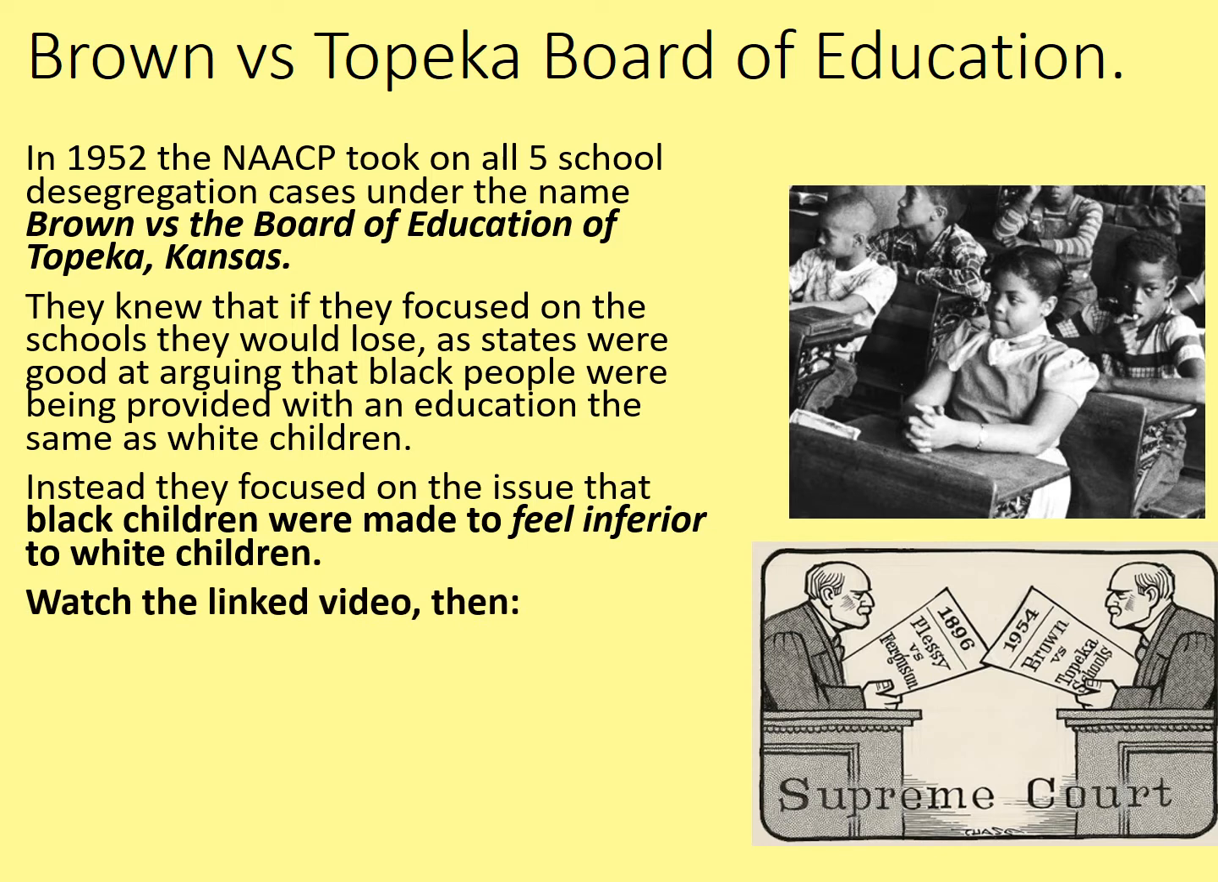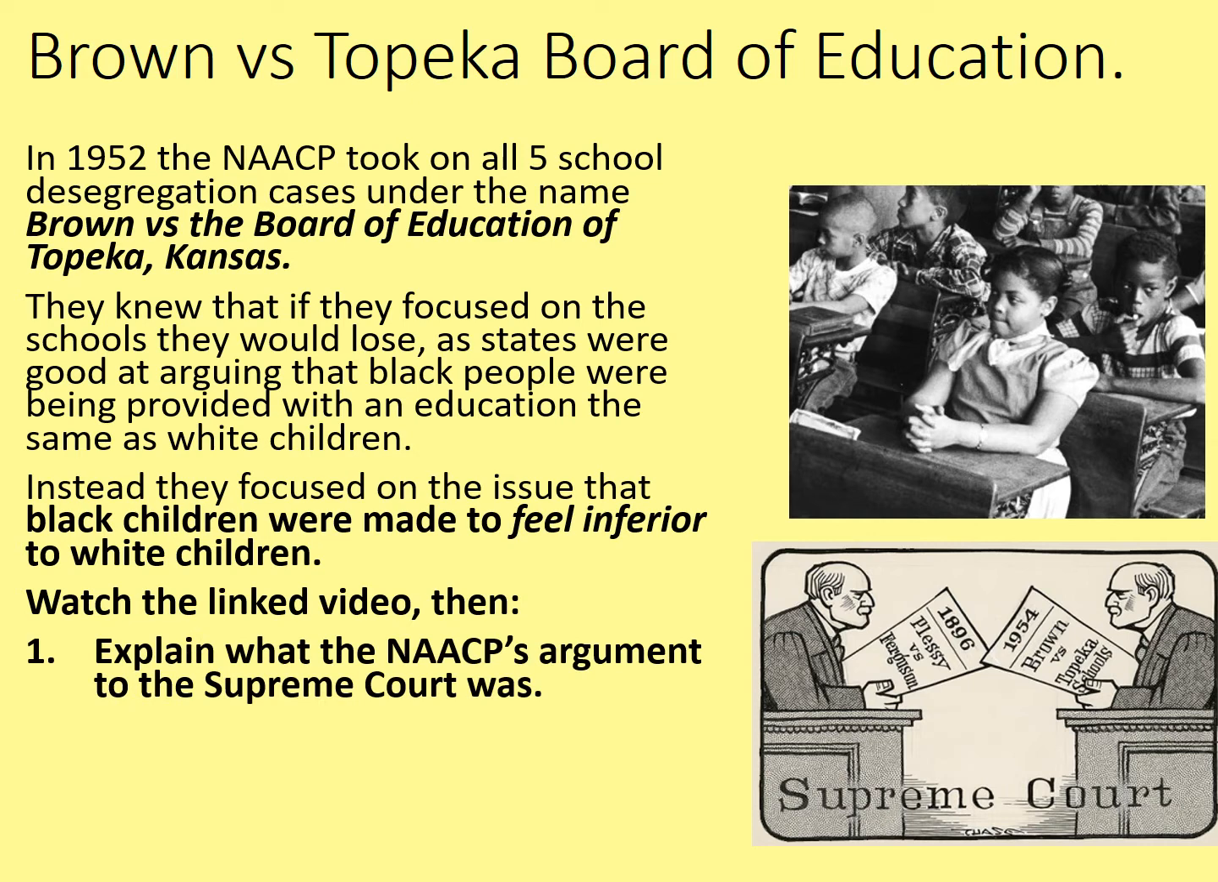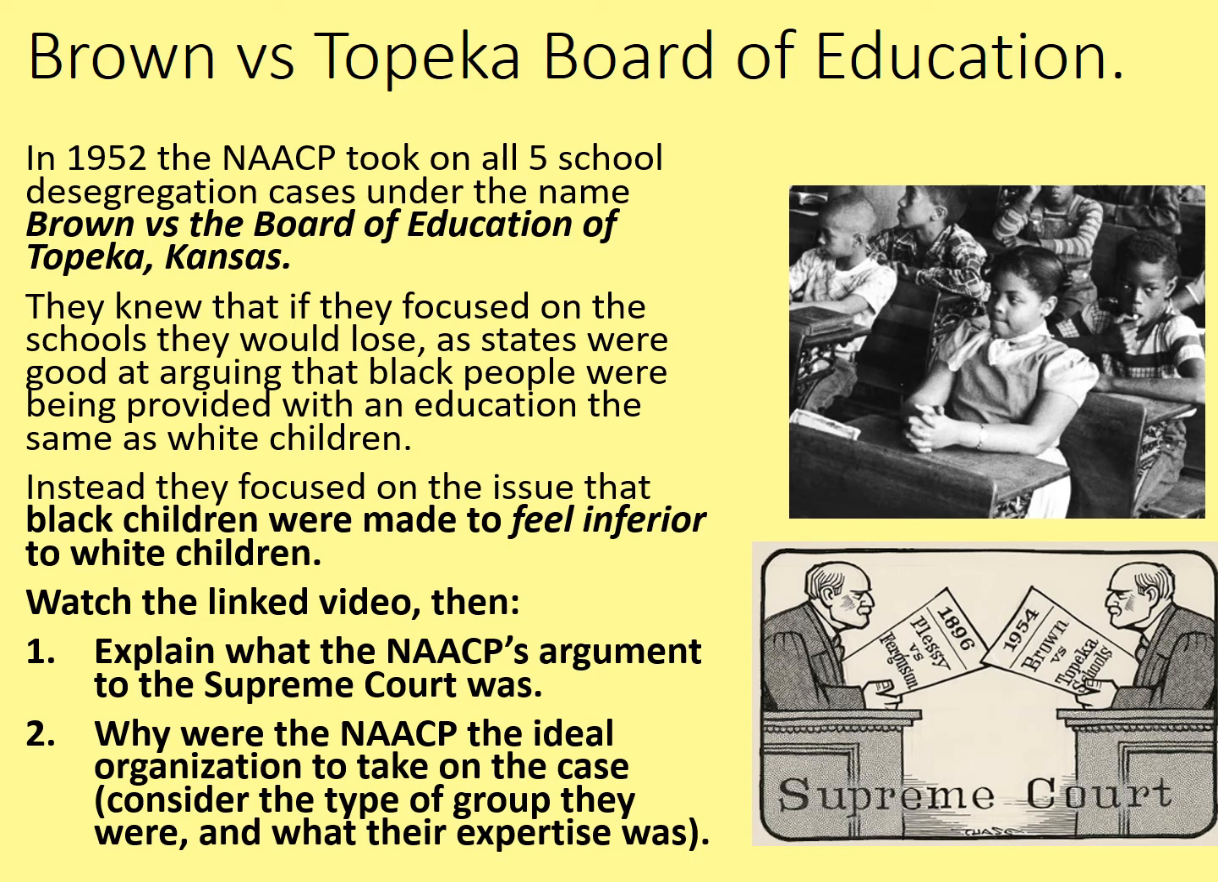Watch the linked video, which very well explains the issues at stake in this case. Then, explain what the NAACP's argument to the Supreme Court was, and then why the NAACP were the ideal organisation to take on the case. Consider the type of group that they were and what their expertise was. Pause the video now and watch the video in the link.